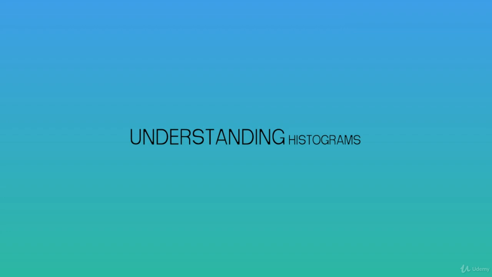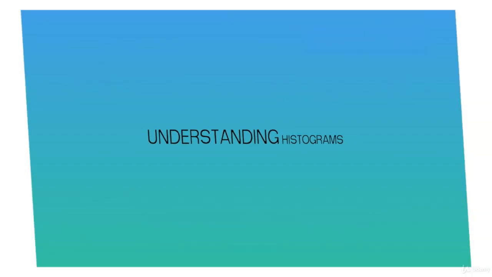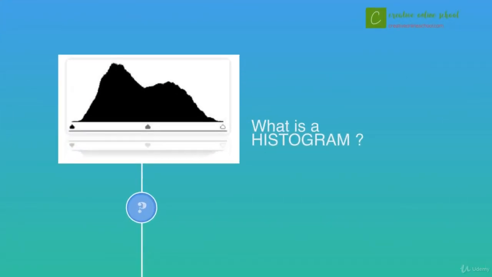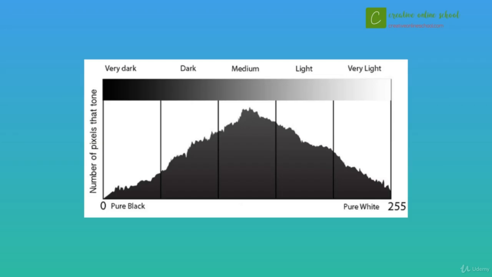This segment will be on understanding histograms. First of all, what is a histogram? The histogram is a graph of your shadows to highlights. Basically, this graph is showing you the volume of dark pixels to medium tones all the way to your lightest pixels. Pure black is going to have a value of 0, and pure white will have a value of 255.